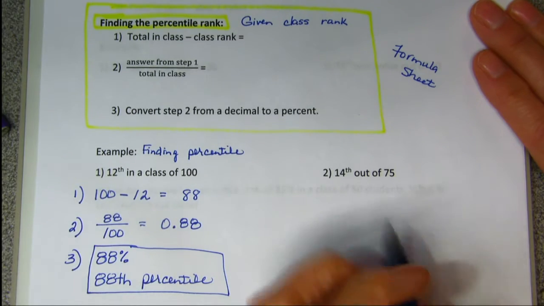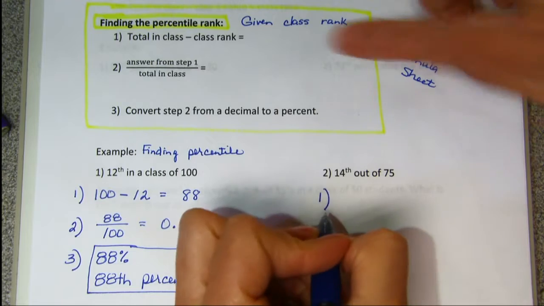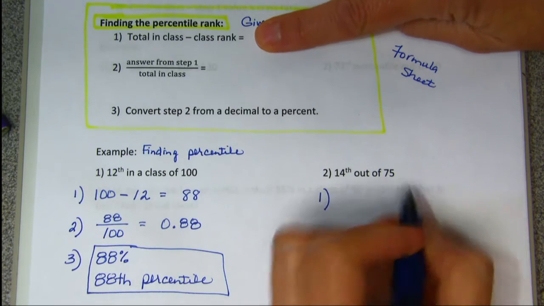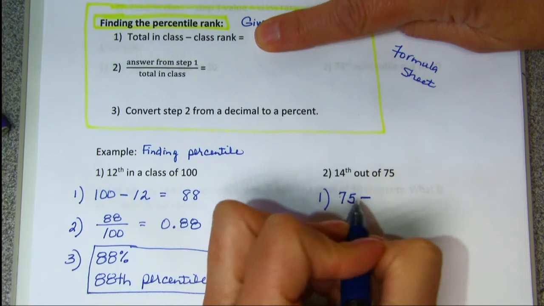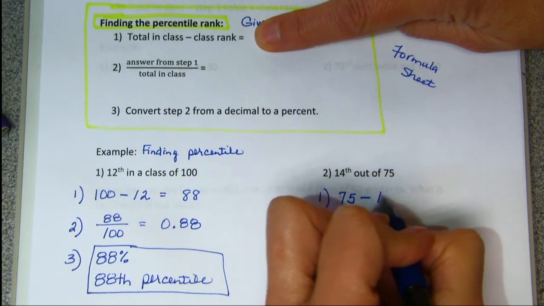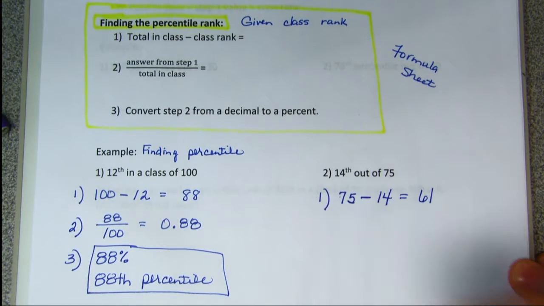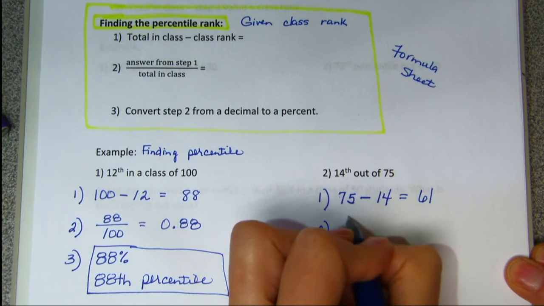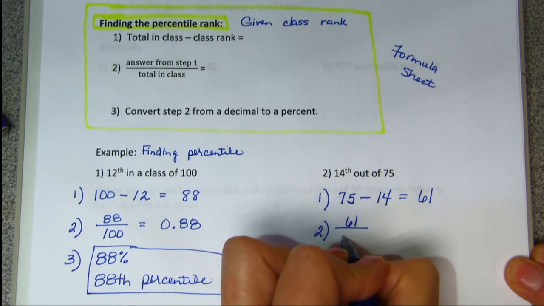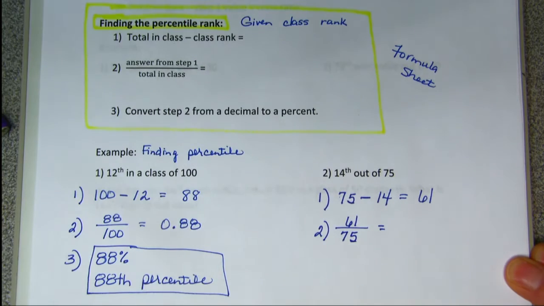All right? Same question, just different numbers. So step 1, take the total in the class, which there are 75 in the class, minus my class rank, which is 14. So that means there are 61 students below me. So I take those 61 below me and divide it by the total number of students in the class, which is 75.